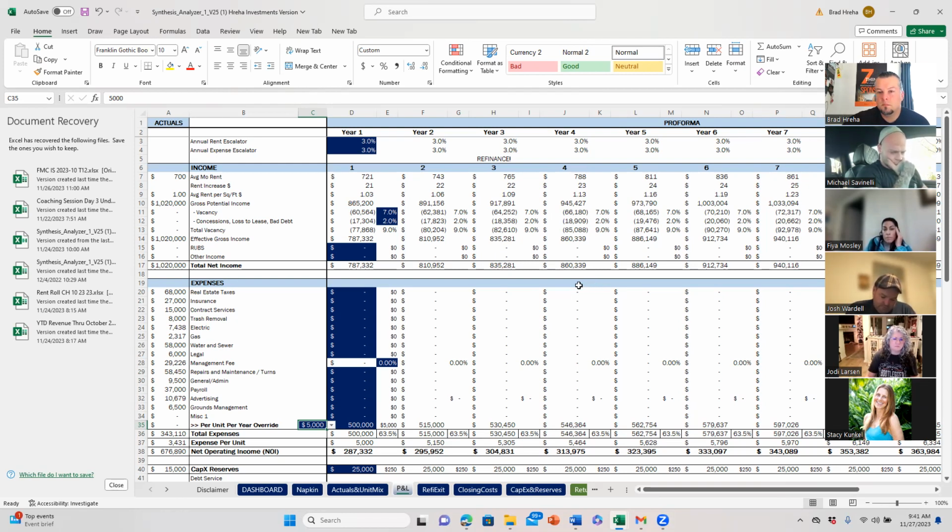Do you have a rule of thumb for legal fees? Legal is usually 150 a door, I think. I have a whole sheet here that I have. Legal, where's legal? I don't have it on here. How about general and admin? It's either 100 or 150 a door, I think.